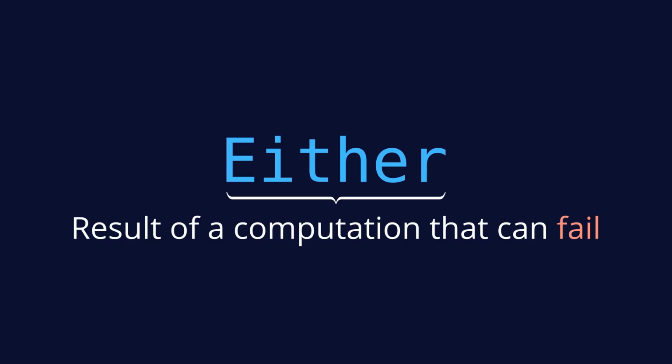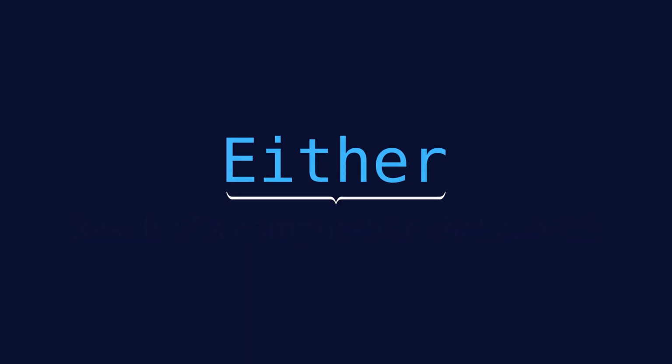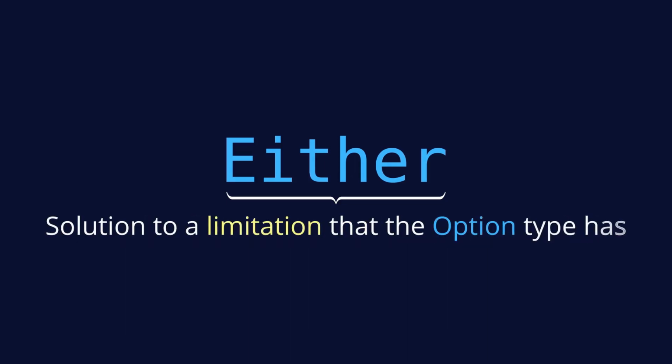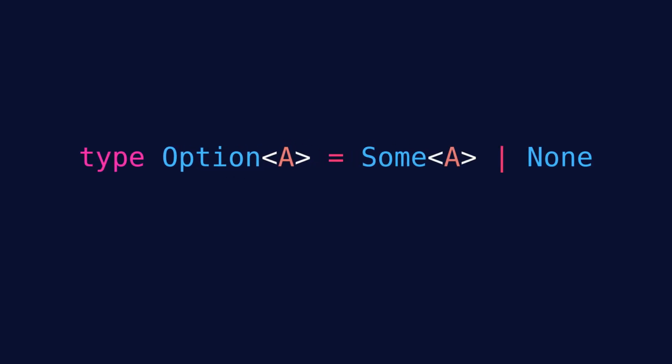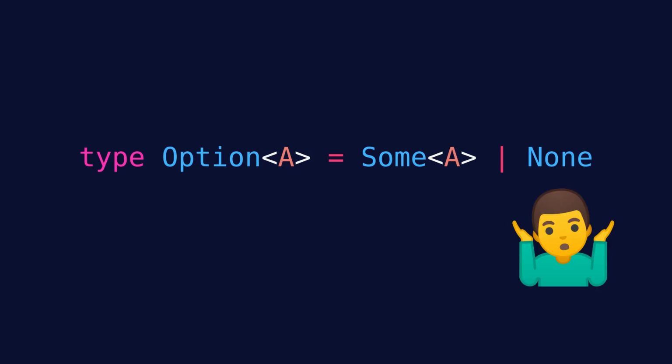To explain the either type, let's see how it is actually a solution to a limitation that the option type has. We have seen how the option type can be used to handle computations that can fail or throw exceptions. However, the option type is a bit limiting. While in the success case we get some A, which is a container that contains a value of type A, in the error case we get none, and none does not contain any data. So we know that the computation failed, but we don't know the exact reason.